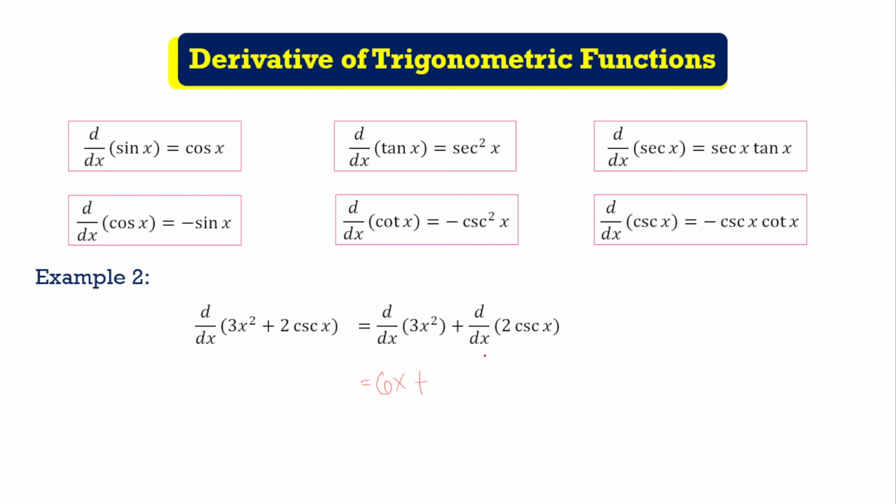Plus the derivative of, ilabas daw si constant na 2, tapos kunin ang derivative ni cosecant x. Ang derivative ni cosecant x ay negative cosecant x cot x. Now simplifying that, we get 6x minus 2 cosecant x cot x. Right? So that's the final answer.